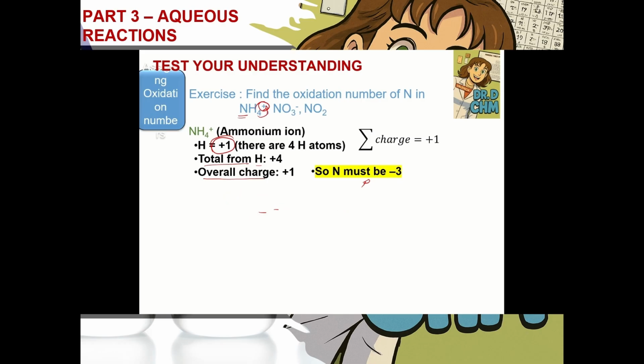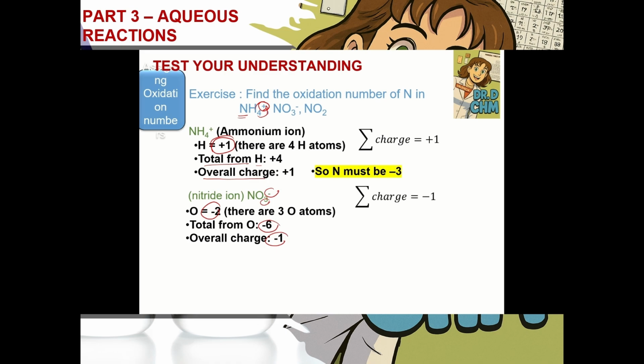So let's go to the other polyatomic ion. We have the nitrate ion. So we know the oxygen is -2. So 3 times -2 is -6. The overall charge is -1. So the sum must be -1. So I know that nitrogen here in this case must be +5, because +5 minus 6 is -1. Let's go to the last one.